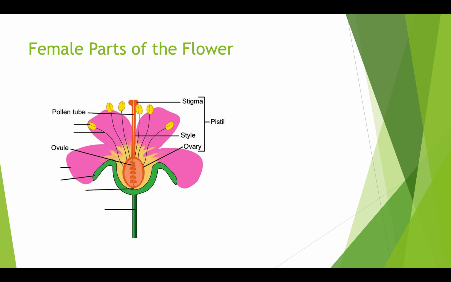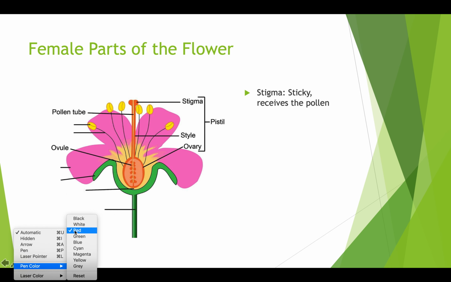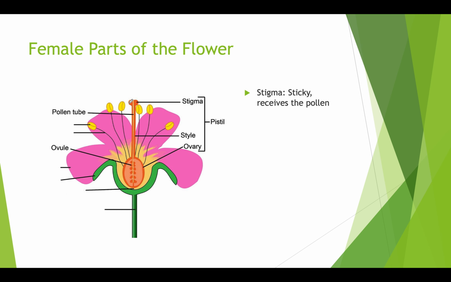Next up, we have the female parts of the flower. Firstly, we have the stigma. The stigma, as you may guess, is sticky because it needs to catch the pollen. We have this prefix of STI, which can help you remember that the stigma is sticky. This allows pollen that comes from the stamen and the anther to be able to latch on to this surface.